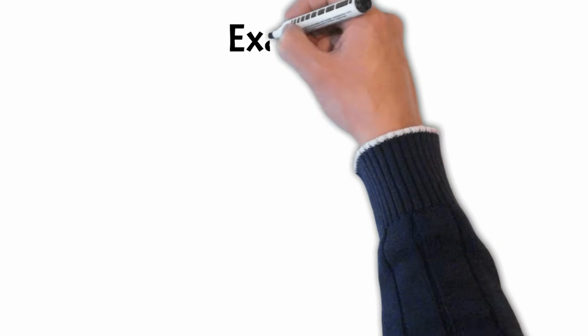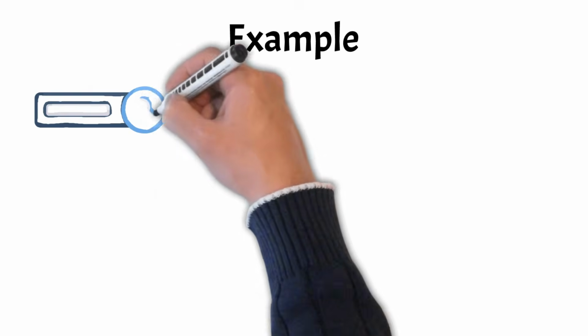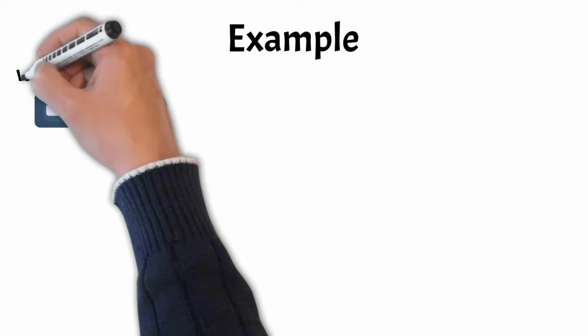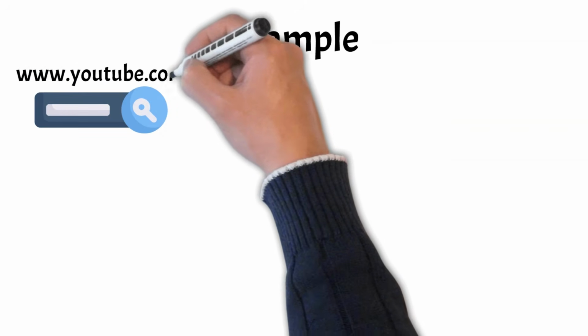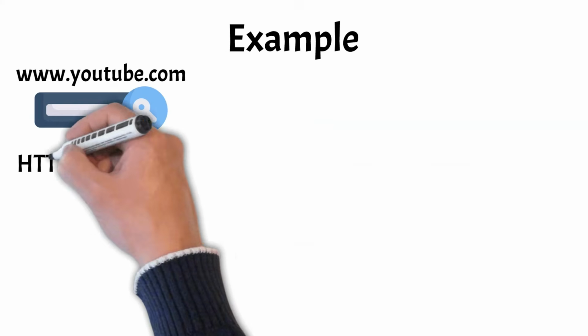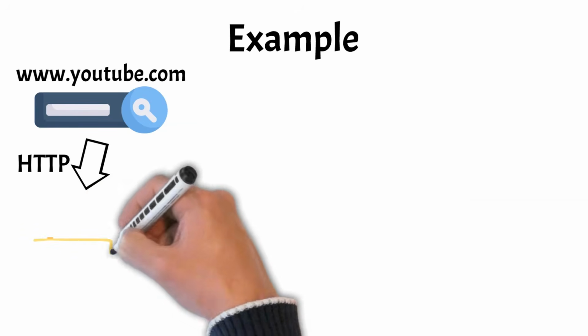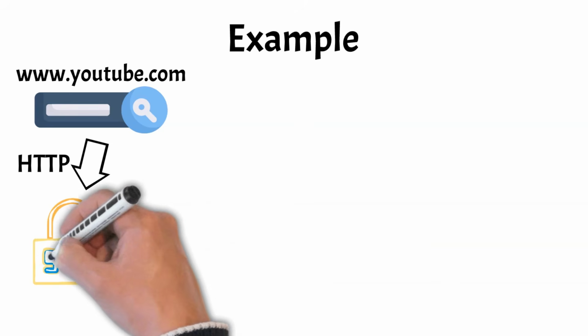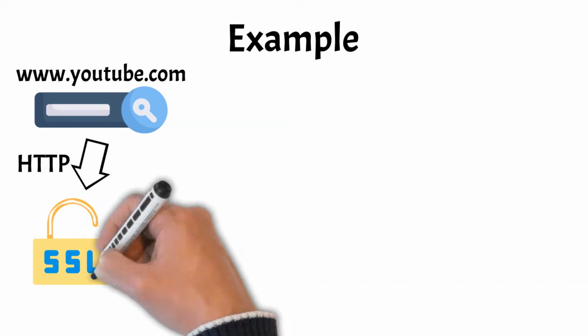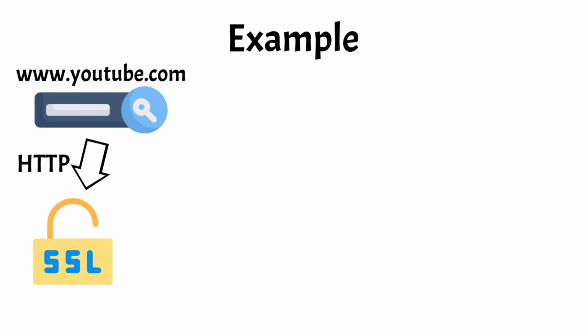Now that we've covered all the layers of the OSI model, let's walk through an example to see how a data packet travels through each layer during a typical web browsing session. Imagine you are using your web browser and typing in the URL for YouTube. At the application layer, the browser uses the HTTP protocol to generate an HTTP request to fetch the web page from YouTube. Next, at the presentation layer, the HTTP request is formatted and encoded, often using SSL and TLS for encryption to ensure secure communication.